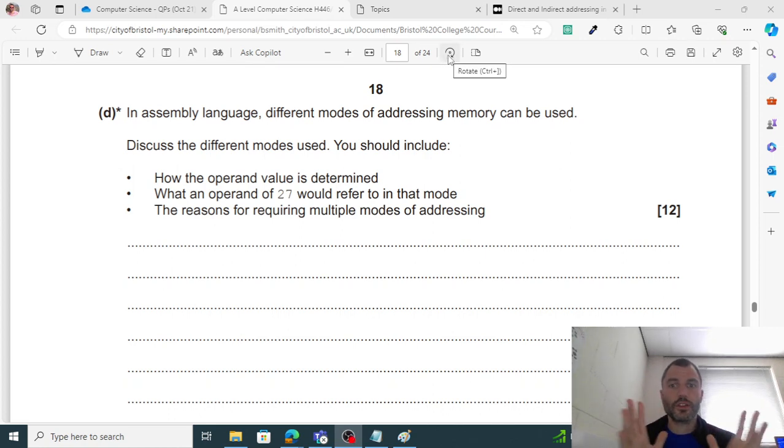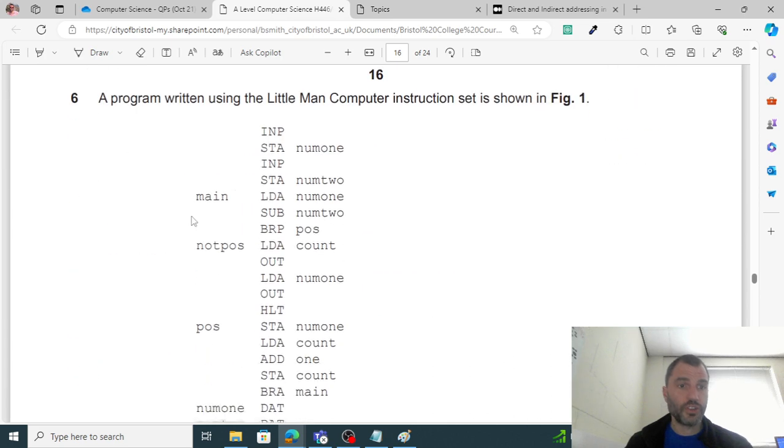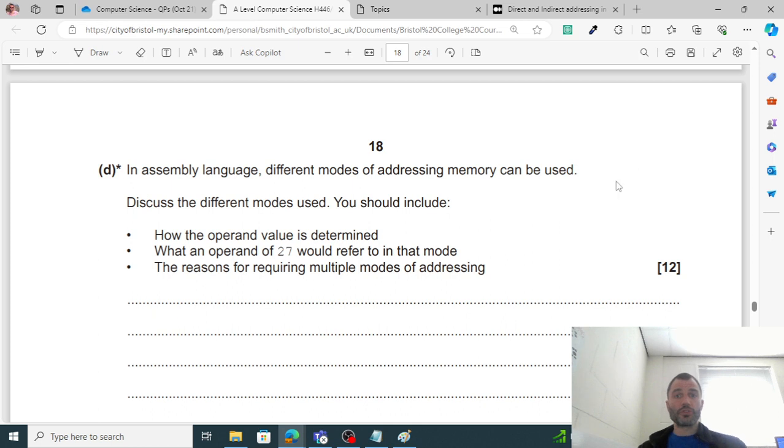Okay, so this is a short worked example, or talking-through example, of how to answer an essay question on addressing. This is from paper 2021 and it's part of question 6. They're talking about how, in assembly language, different modes of addressing memory can be used. Discuss the different modes used. You should include how the operand value is determined, what an operand of 27 would refer to in each mode, and the reasons for requiring multiple modes of addressing.